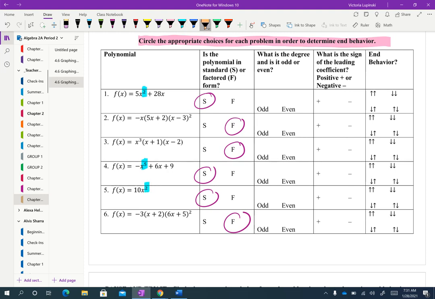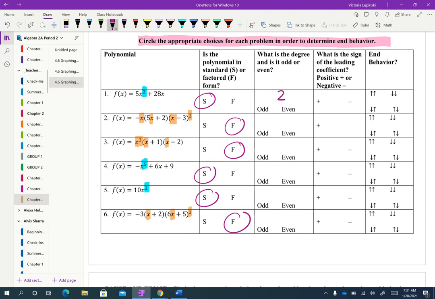Something that's in factored form, you're going to add up all the x's, including the multiplicity. So just to be sure, again, in terms of the degree, so number 1, largest exponent is 2.